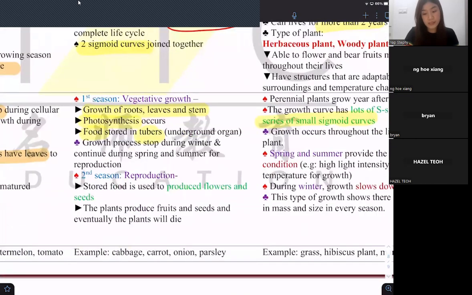Okay, so when you go to the second stage for reproduction, that's why they will produce a lot of flowers, a lot of seeds, a lot of fruit. And only then can the plant reproduce. For this one, examples are carrot and onion. Yeah, so you help me choose two.